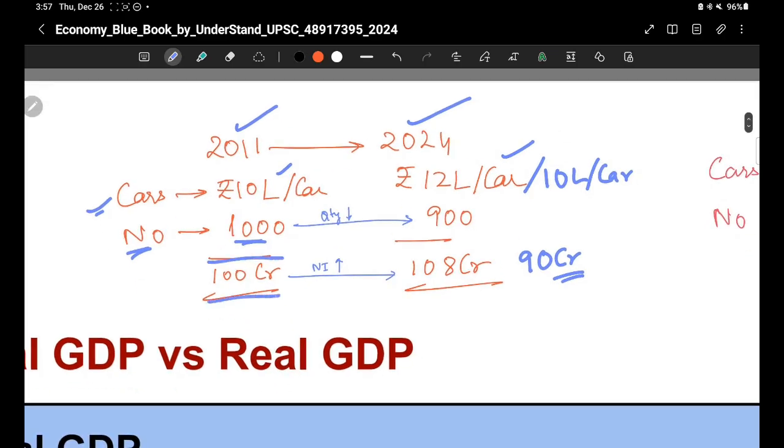Now what is the total value of sales? 1000 into 10 is 100 crores. In 2024, 900 into 12 is 108 crores. So from 100 crores to 108 crores, there is an increase in national income. But the quantity of cars produced has decreased from 1000 to 900. So the increase in national income doesn't signify an increase in goods. It is actually decreasing from 1000 to 900. So nominal GDP is not a good measure.